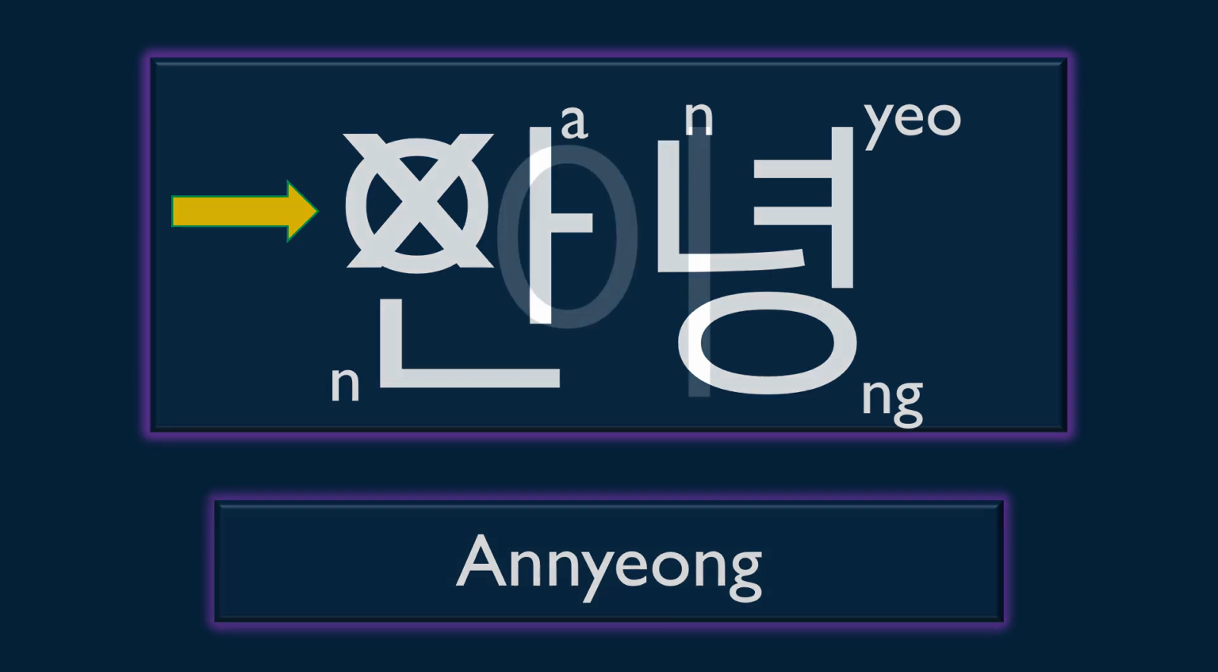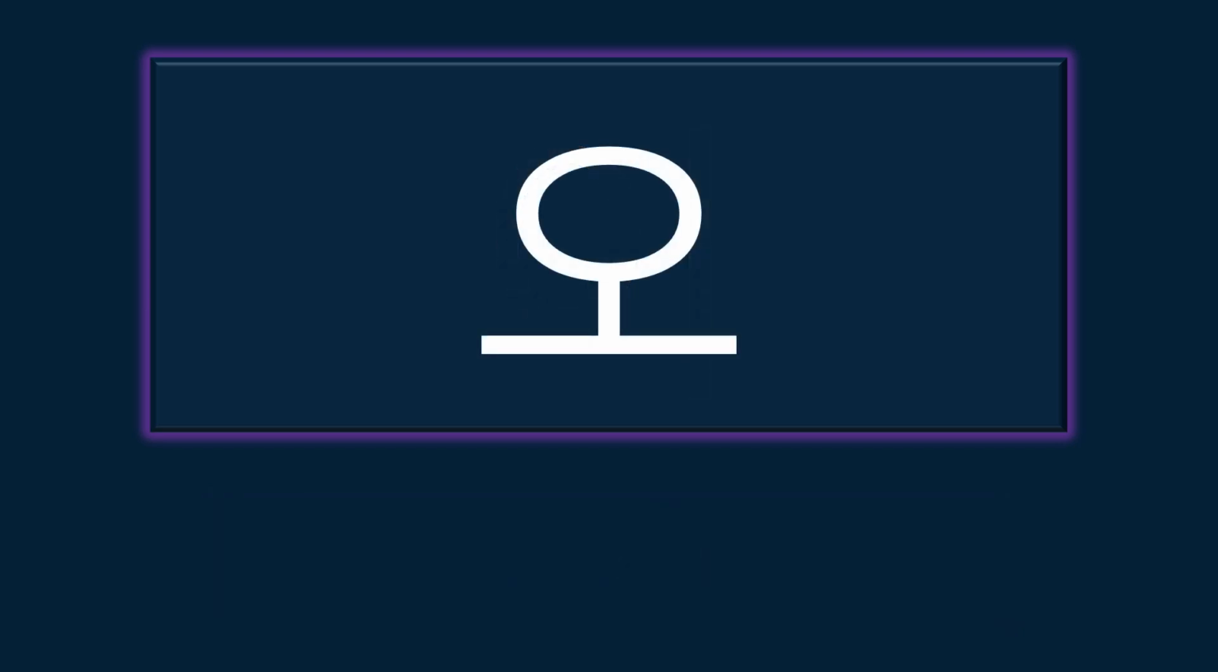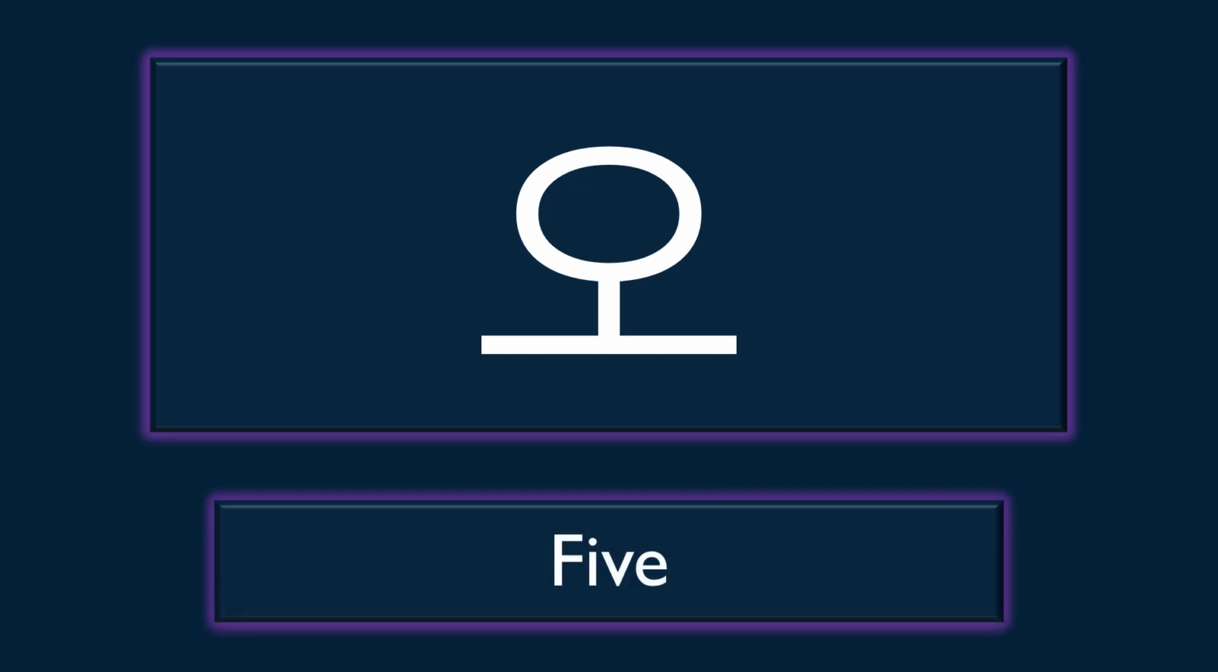Now, let's take a look at some words. This word is read as "e," which means this, too, or teeth. Its translation depends on how it is being used in a sentence. One more time. E, e, e. The next word. This word is read as u, which means 5. One more time. U, u, u.